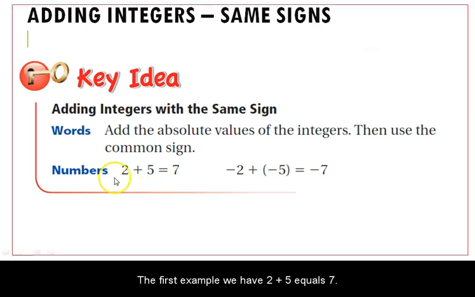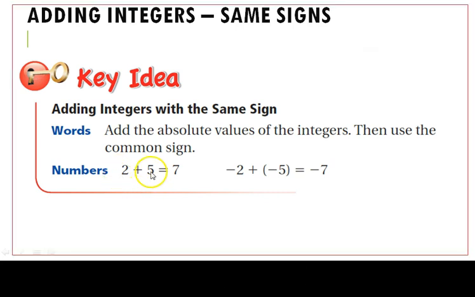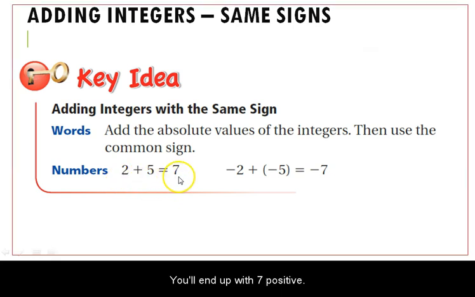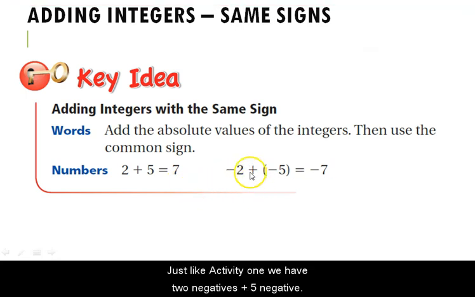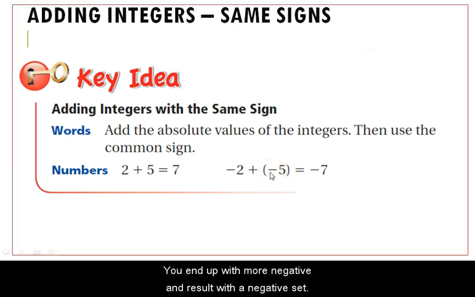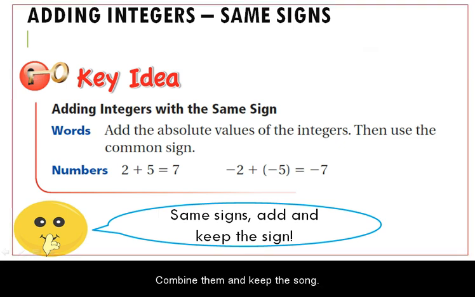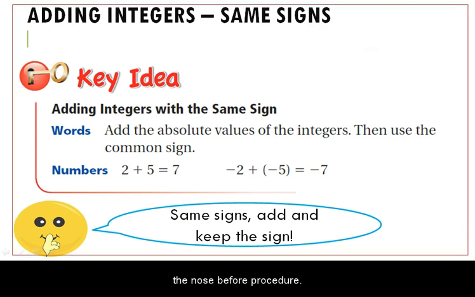In the first example, we have 2 plus 5 equals 7. Remember, there is an invisible positive symbol in front of the 2 and the 5. So really, it's 2 positives plus 5 positives. You'll end up with 7 positives. Just like activity 1, we have 2 negatives plus 5 negatives. You'll end up with more negatives, and result with a -7. So, the trick is, if the signs are the same and you're adding, combine them and keep the sign. Pause the video now to give yourself ample time to copy the notes before proceeding.